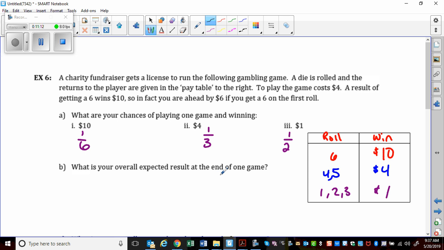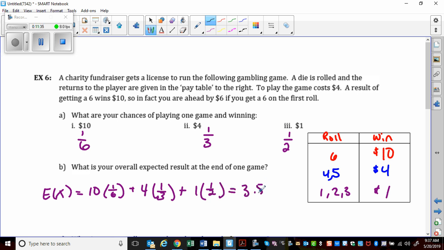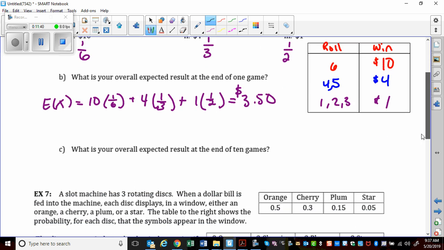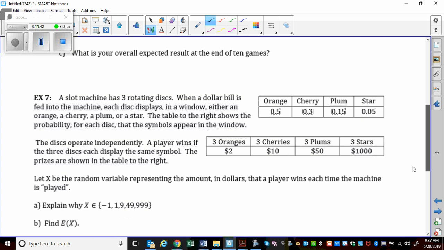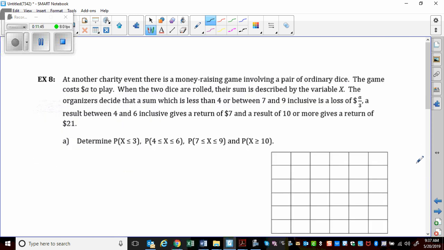What is your overall expected result for this game? My expected result is $10 times 1 in 6, and $4 times 1 in 3, and $1 times 1/2, which is about $3.50. Now the game costs $4 to play, so is it fair? Find out if that's fair. Go ahead and skip this one. I'll do it on the board if you can't figure it out. Let's try number 8.